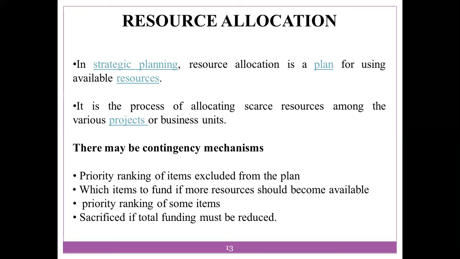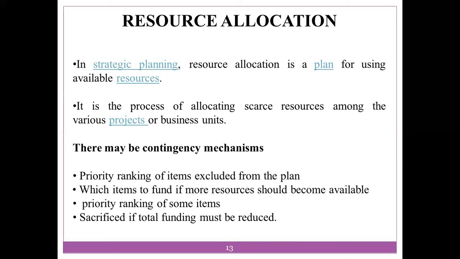Now there is resource allocation. What is that? In strategic planning, resource allocation is a plan for using available resources. That is, how many resources we have and how we are going to use those resources in order to achieve our objective. Basically, it is a process of allocating scarce resources among the various projects of a business. We know that we don't have unlimited resources. There is a scarcity of resources in our organization. So resource allocation is the process by which we work with those limited resources in our business unit.